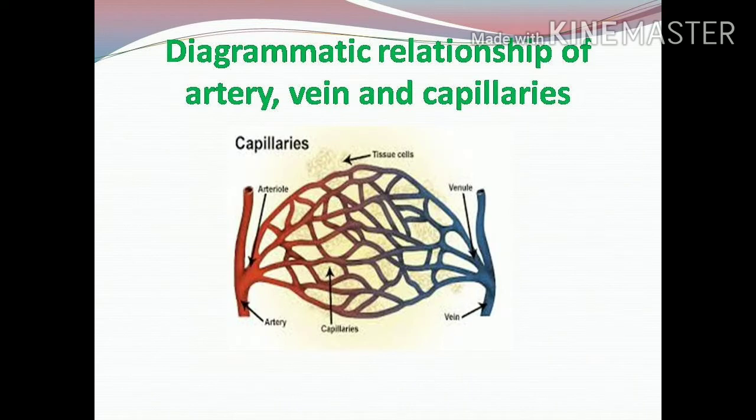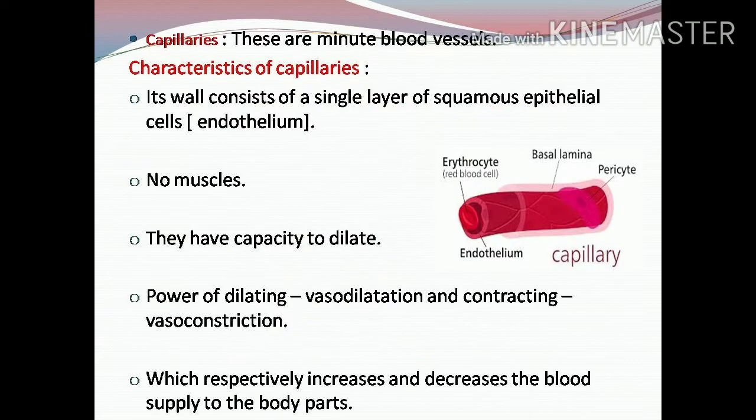Next, capillary. Here the artery divides into small branches called arterioles. Arterioles again divide into smaller branches called capillaries. Here the aorta divides to form arteries, arteries divide to form arterioles, and arterioles again divide to form capillaries. A capillary is a narrow tube-like structure. It has a single layer of squamous epithelial cells, that is the endothelium. There is no external layer or middle layer. It has only one layer, the endothelium.